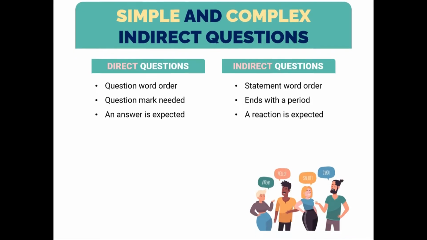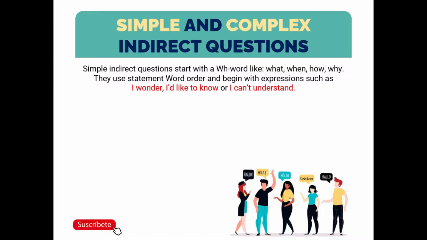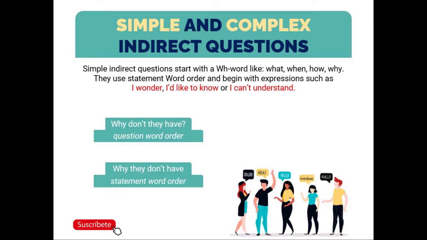Now, the characteristics of simple indirect questions. They are open questions, meaning they start with a WH word like what, when, how, why, and so on. Also, they use a statement word order instead of question word order. For instance, if your direct question begins like, why don't they have? We need to shift the order as if it were an affirmation like, why they don't have. Simple indirect questions begin with phrases like, I wonder, I would like to know, or I can't understand.